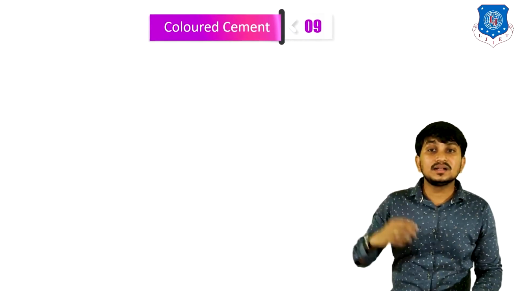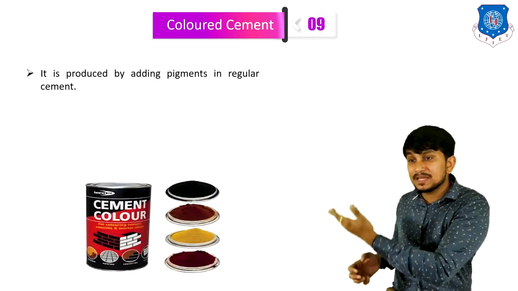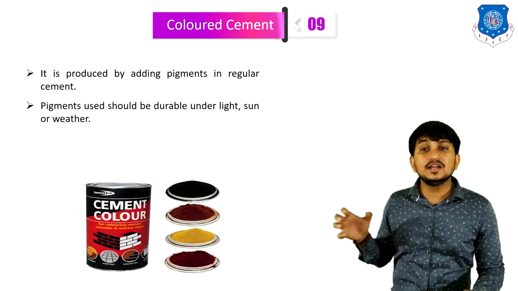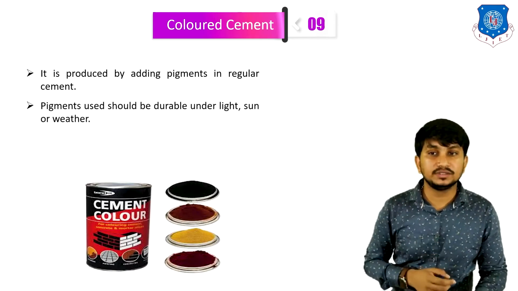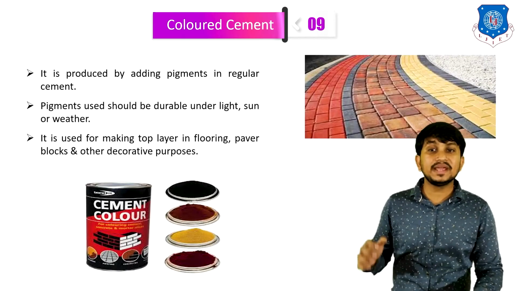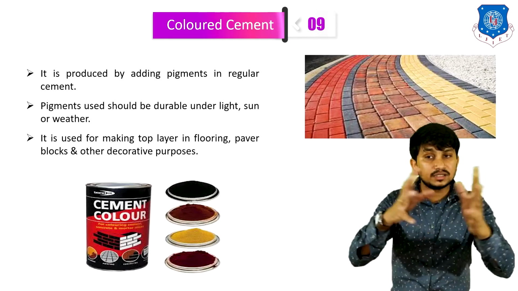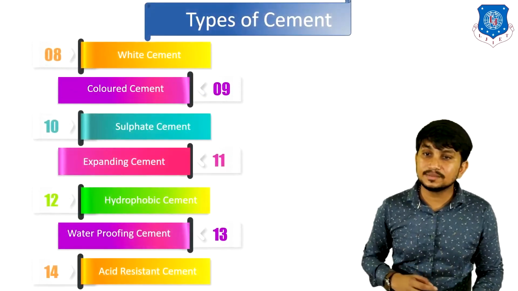Next is color cement. It is produced by adding various pigments in the regular cement. This pigment should be durable under light, sun or weather. It is used for making top layer in flooring, paver blocks and other decorative purposes. That's all about color cement.